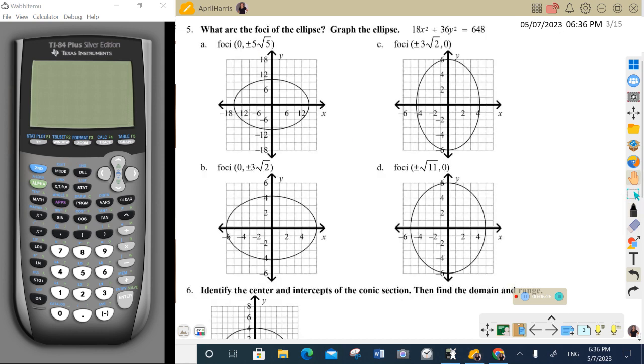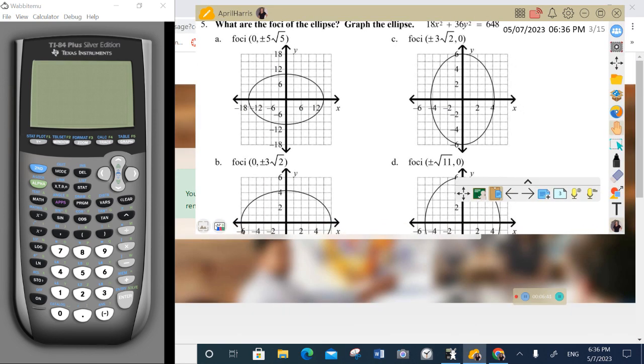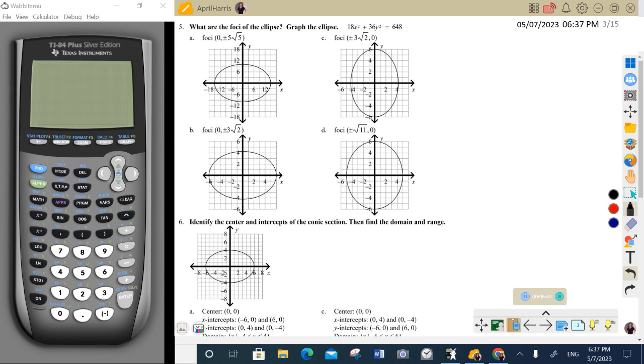Okay, question number 5 wants to know what are the foci of the ellipse and graph the ellipse. We're actually going to graph it first because I believe we can get the answer without finding the foci. But before we do that, an ellipse is supposed to be equal to 1. What I was about to say is the ellipse needs to be equal to 1, and right now it's equal to 648. So to make it equal to 1, we're going to divide everything by 648.